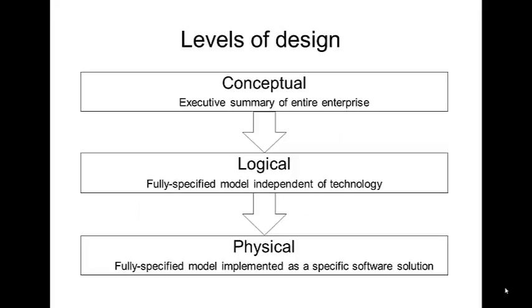When it comes to design, or data modeling design, 3 levels of design are identified. We have conceptual design, which is effectively an executive summary of an entire enterprise. Its role is in communicating what a system is intended to do and who those users are, but not the details of how that is to be implemented.